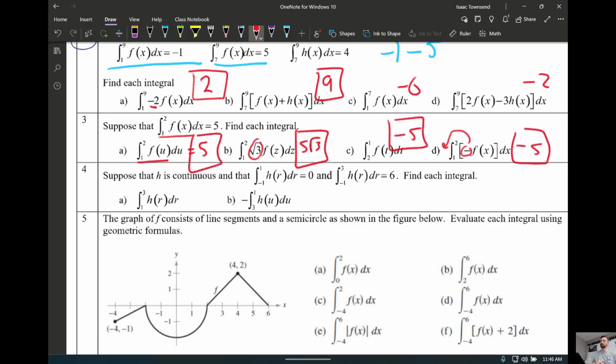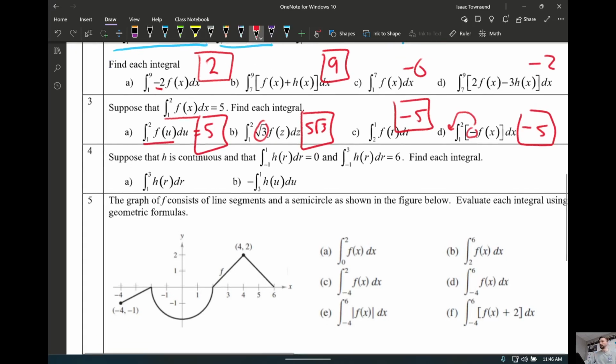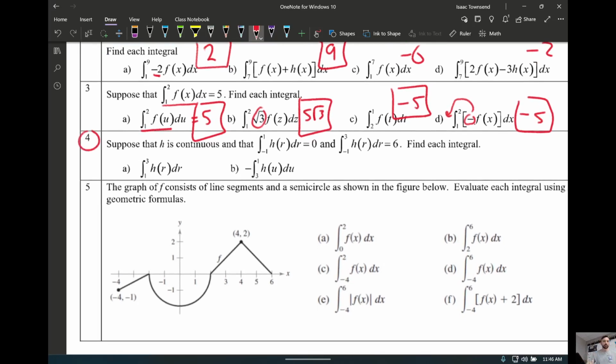Okay, you guys okay with those 4? So we can move on? Okay. So there's only 2 parts to 4, so go ahead and try those quickly.